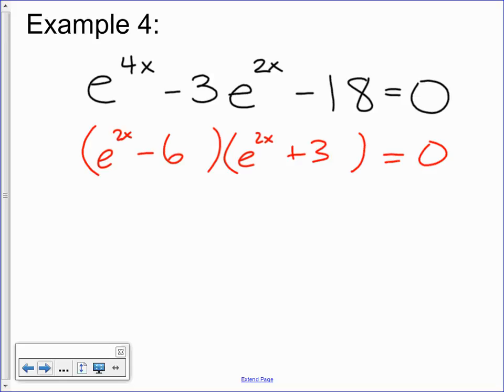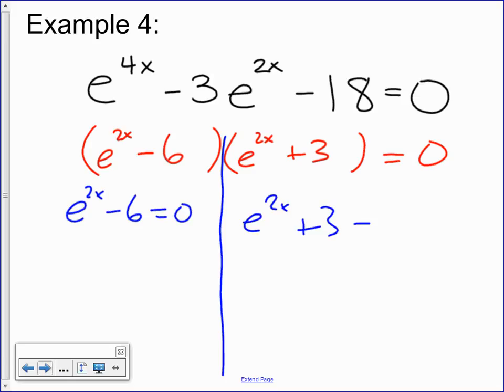Come on. Hey, it's factoring. It's factoring. Here we go. What do we do? There's 2 zeros. e to the 2x minus 6 is 0, and e to the 2x plus 3 is equal to 0.